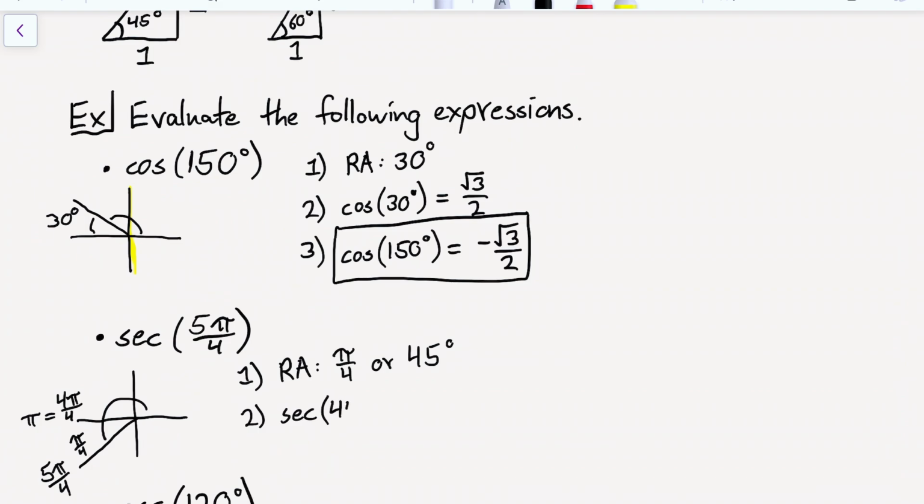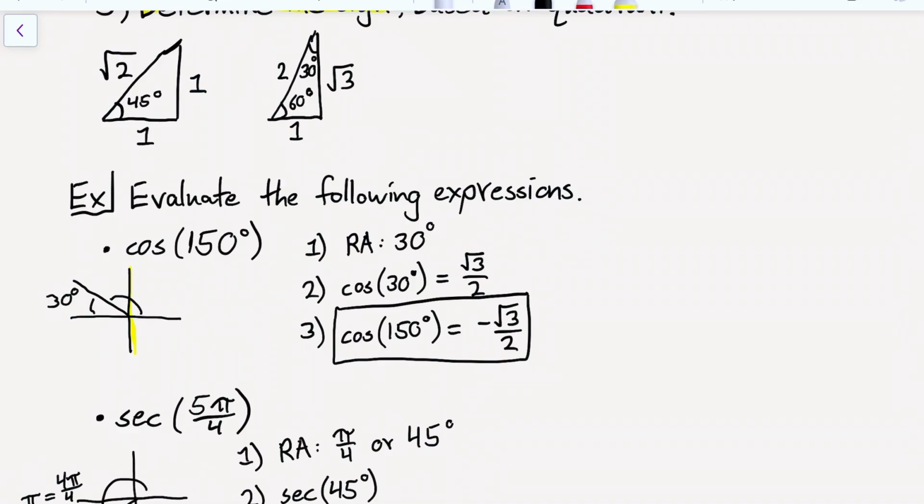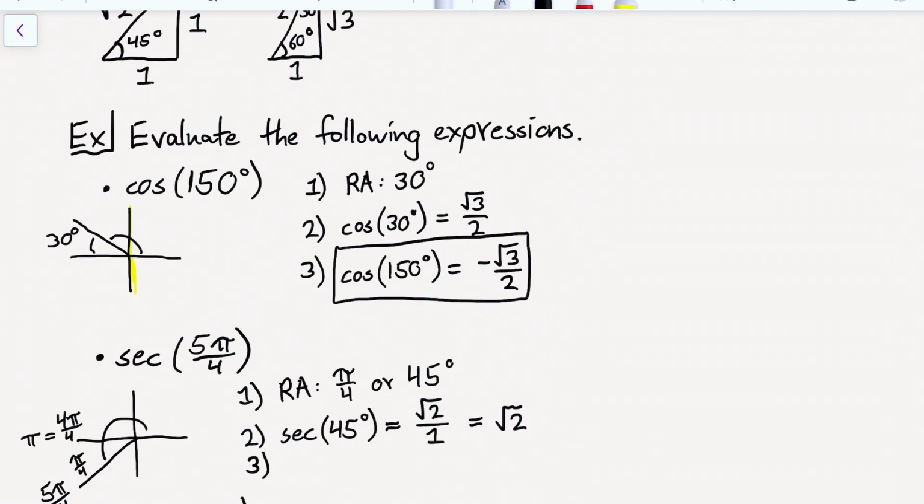Step 2, let's evaluate the secant of 45 degrees using the special right triangle above. Secant is the reciprocal of cosine. Cosine is 1 over root 2 for a 45 degree angle, and so secant is root 2 over 1, or you could say root 2. Third, determine the sign. We're working with secant, which is based on cosine, and cosine in quadrant 3 is negative. So secant of 5 pi over 4, the original angle, is negative square root of 2.